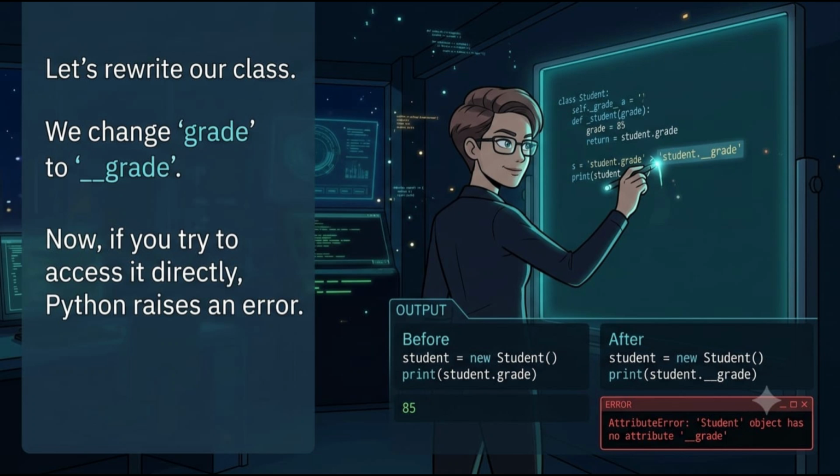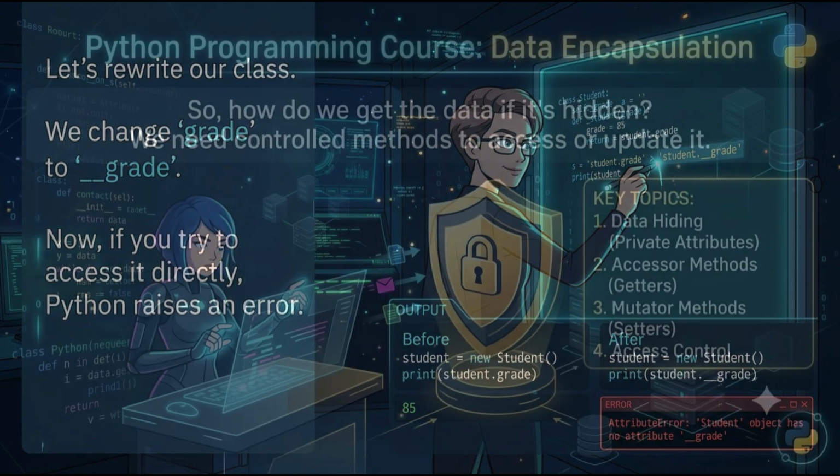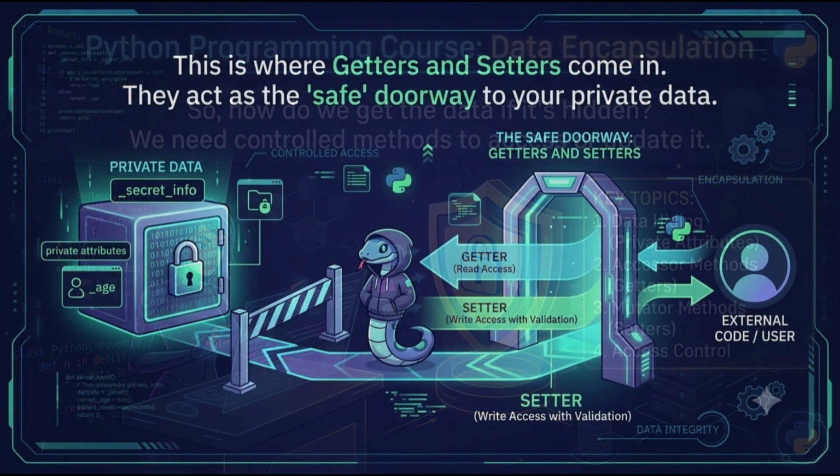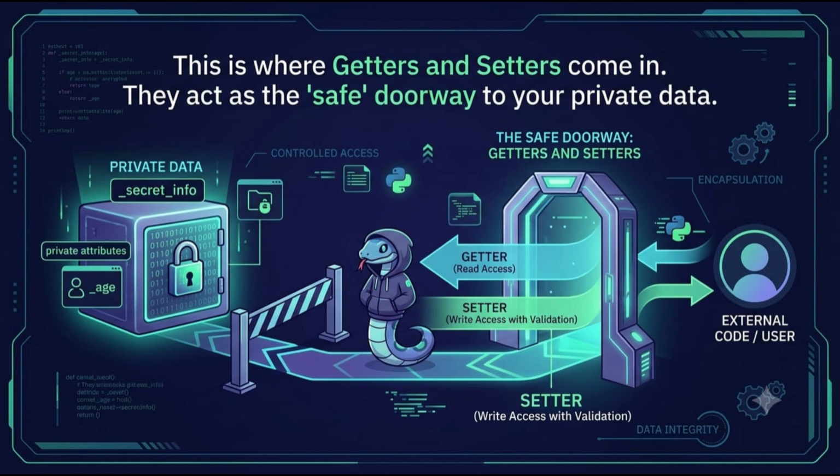Let's rewrite our class. We change grade to __grade. Now, if you try to access it directly, Python raises an error. So, how do we get the data if it's hidden? We need controlled methods to access or update it. This is where getters and setters come in. They act as that safe doorway to your private data.